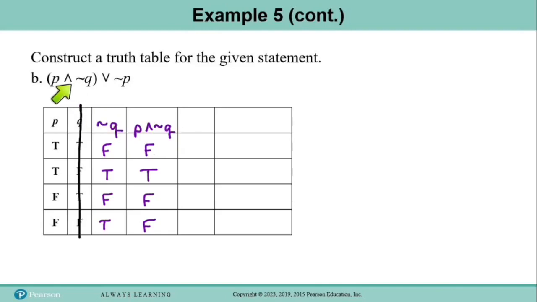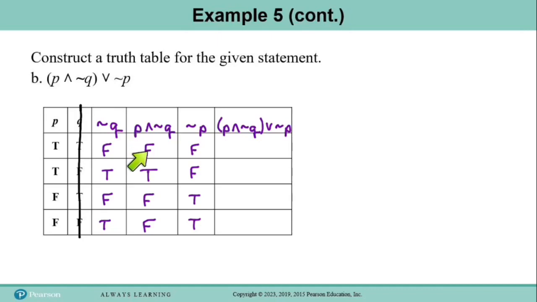Okay, now we're ready for the next column. So we need to take these values that we just found and do or not P. So we need a column for not P. We'll put not P right here. And let's go ahead and fill in those truth values. Not P has the opposite value of P for every line. So where P is true, not P is false. Where P is false, not P is true. Okay, and then in the final column, we'll have the entire statement, parentheses, P and not Q, or not P.